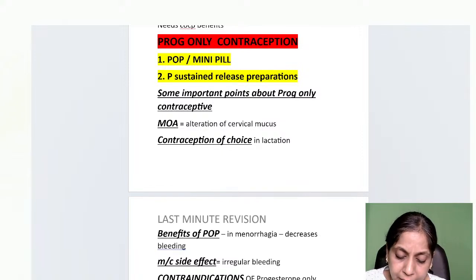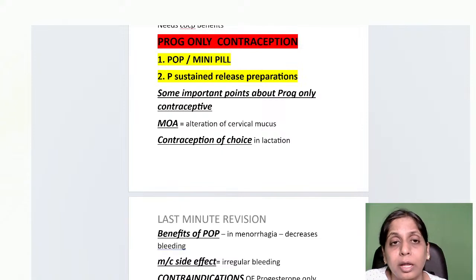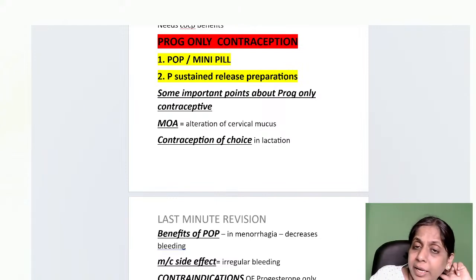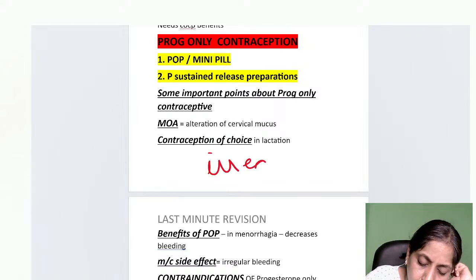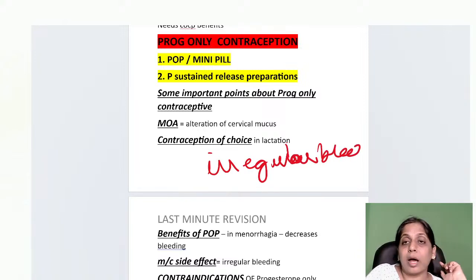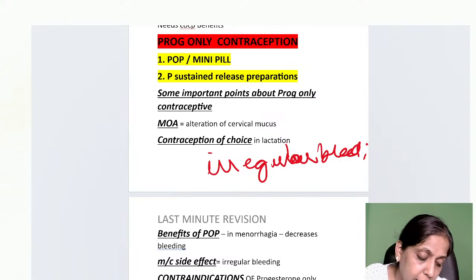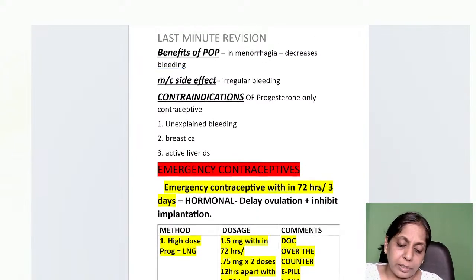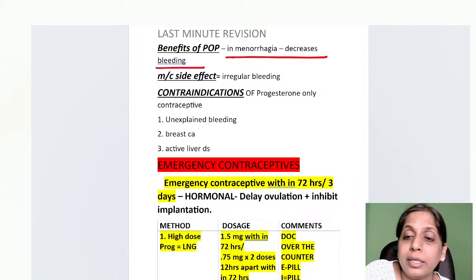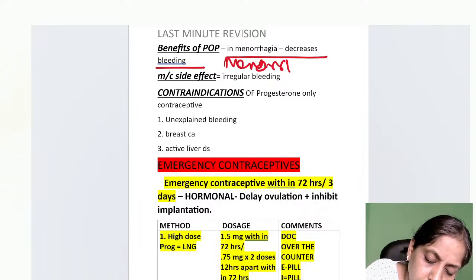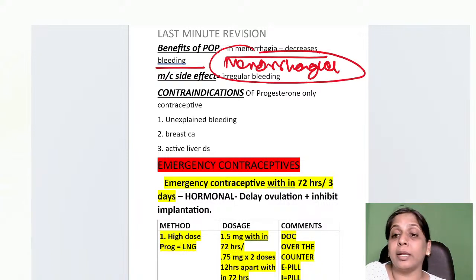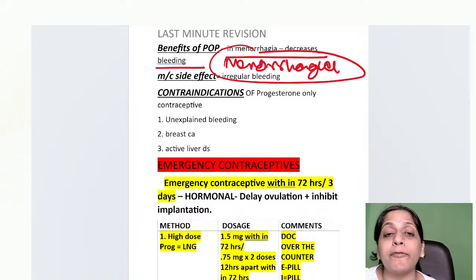Okay, progesterone only pills are not the choice in any condition, because progesterone only contraception, whether it is Mirena, depot medroxyprogesterone injection or progesterone only pills, is not liked by the patient because they cause irregular bleeding. That is something which is not acceptable to the females at all. They cause irregular bleeding, but they slowly decrease the menstrual flow. So they are also a treatment of menorrhagia, and Mirena is given in endometriosis and fibroids also.